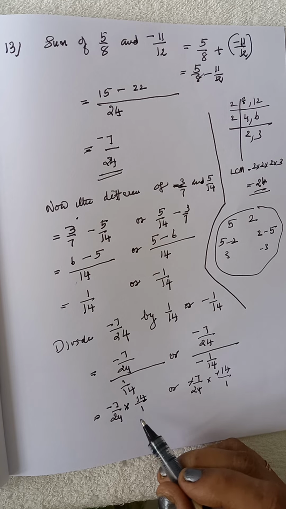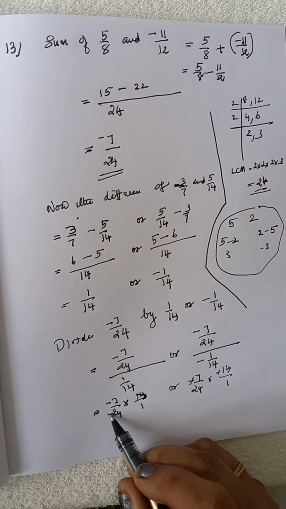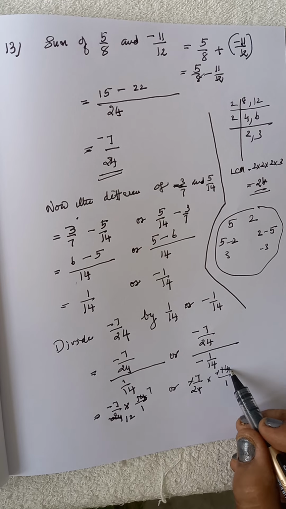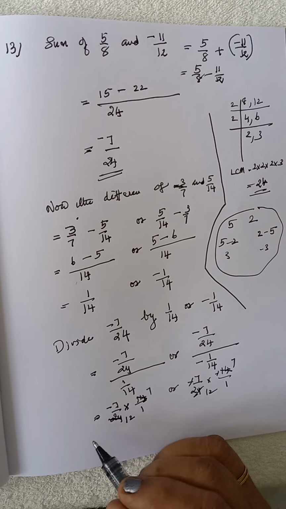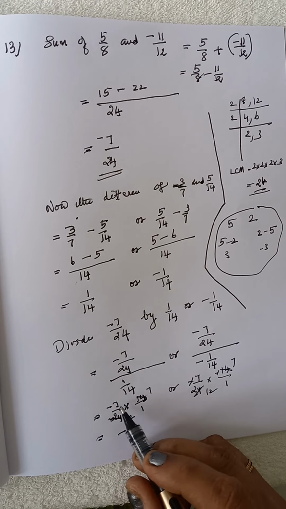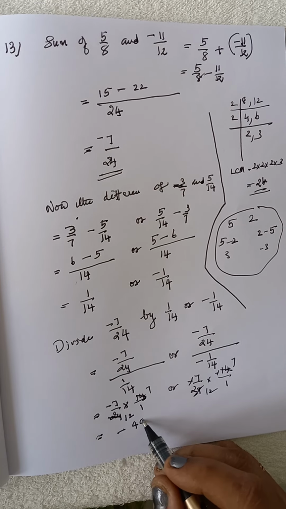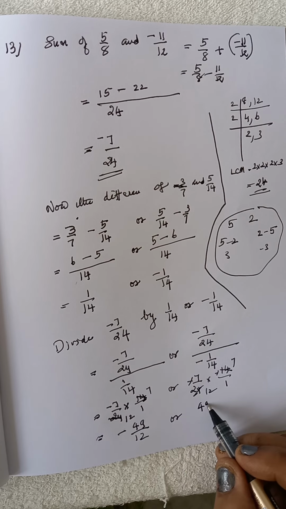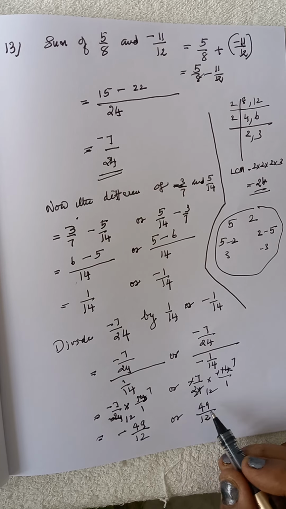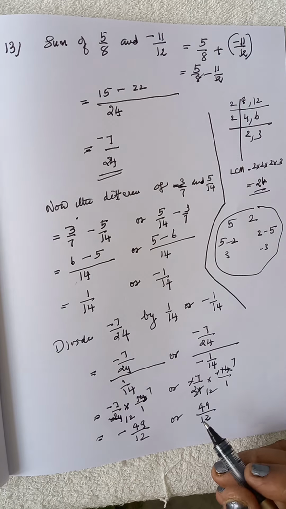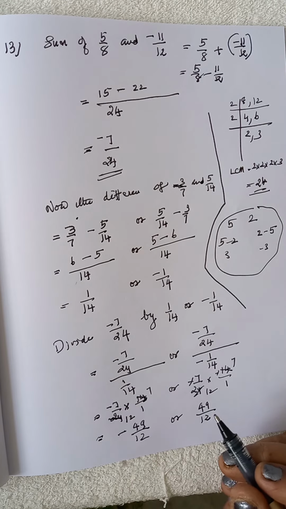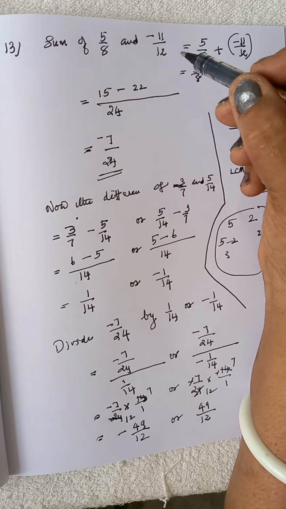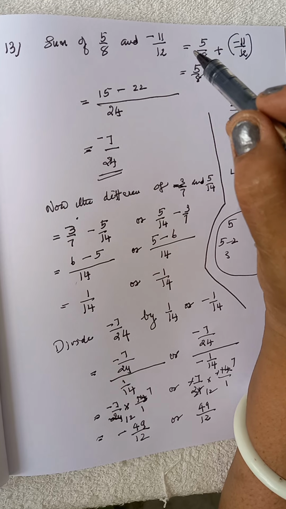So now we can cancel. 14 and 24, that is 12, here it is 7. Here also with the 2 we can cancel, 7 and 12. So the first one, what is remaining? Minus 7 into 7 is 49 by 12, and here also 7 into 7 is 49 by 12. So here it is plus, here it is minus. Those two values we get on dividing the sum of 5 by 8 and minus 11 by 12 by the difference of 3 by 7 and 5 by 14.